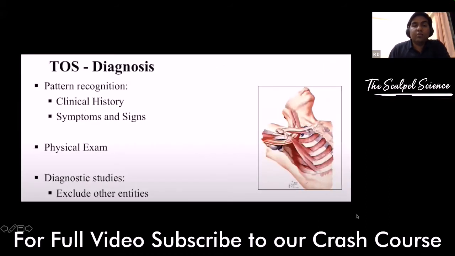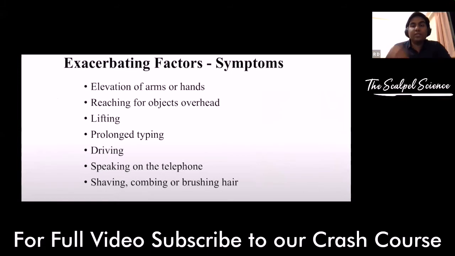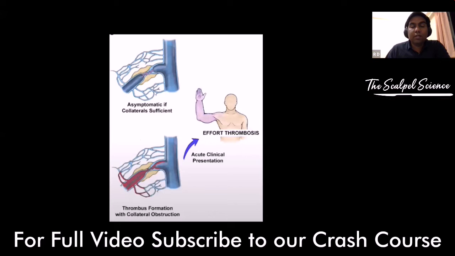So how do you diagnose? You should recognize the pattern, find out whether it's arterial, venous, or nervous involvement. Check for the history, symptoms, signs. Look for any other physical abnormalities. Look for exacerbating factors. Look for any changes of effort thrombosis.